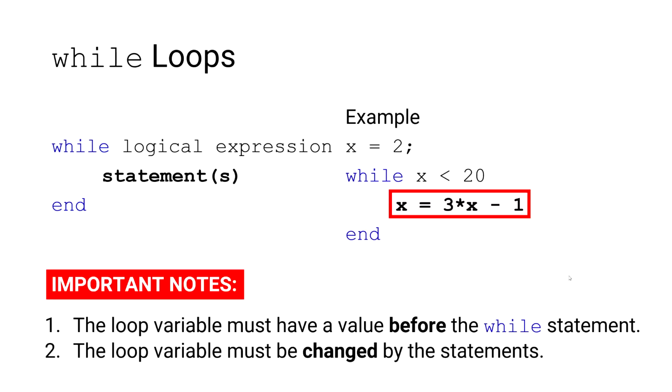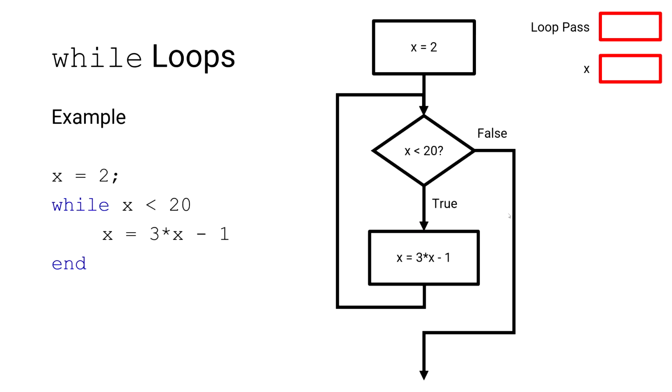Now let's take a look at a flowchart of this example to demonstrate each loop pass. First, we initialize our variable x, which is assigned the value of 2, and we evaluate our logical expression. Our current value of x is 2, that is less than 20. That statement is true, and we begin our first loop pass by evaluating the statement. Our new value of x is assigned the value of 3 times our current value of x minus 1, and our new value of x is now 5.